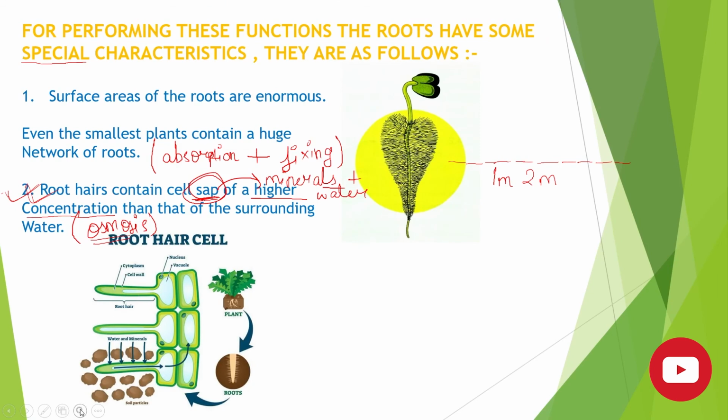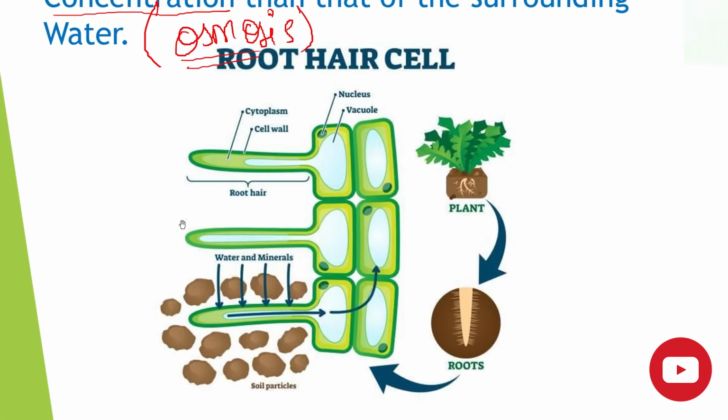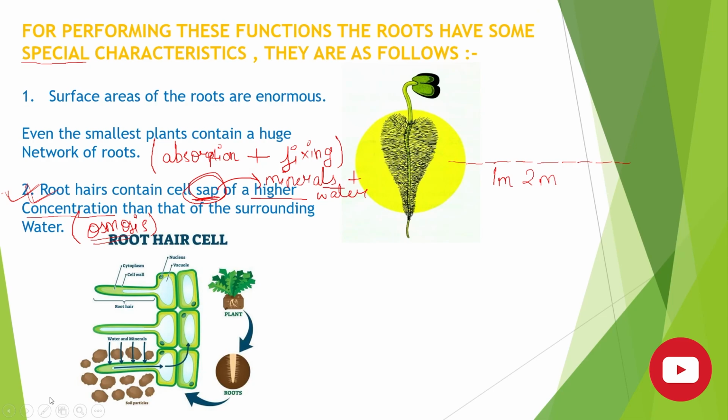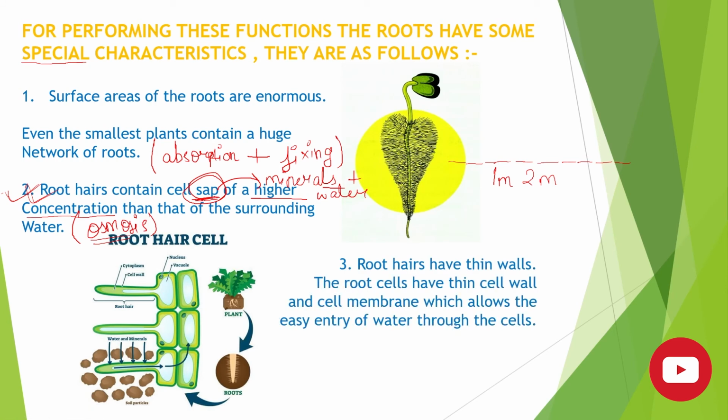But one more important thing you can observe in this diagram is the thin root hair cells. This is the thin cell wall. Plants have both a cell wall and a cell membrane. You all know that. And both of them are very thin because the plant cells maintain a particular shape. That's why they are thin at their outer ends. And for being thin, what happens is they allow the very, very easy entry of water through them.